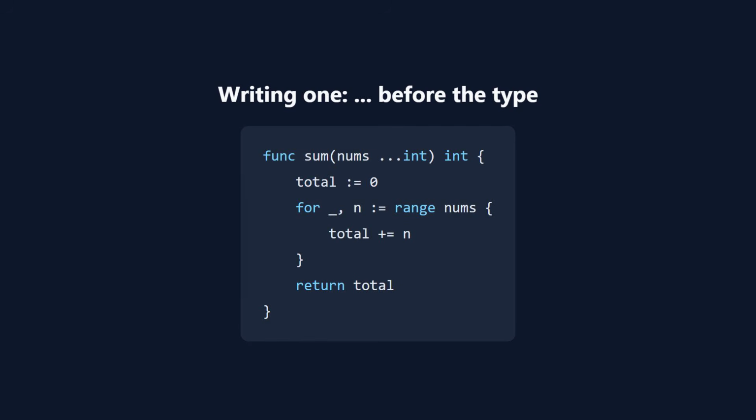You make a function variadic by putting 3 dots before the type of the last parameter. nums ...int. That means any number of ints. And here's the part that makes it simple. Inside the function, nums is just an ordinary slice of int. There is no special variadic object to learn. You range over it exactly like any other slice, because that is exactly what it is. Go builds that slice for you, out of whatever arguments the caller handed over.